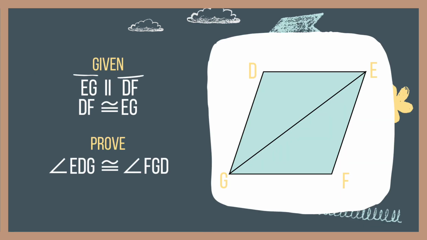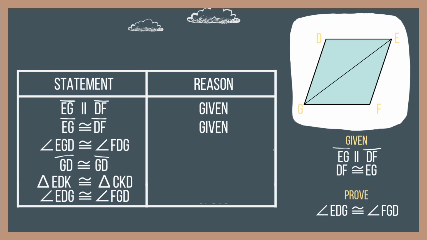Example number 4. Given the parallelogram where line segment EG is parallel to line segment DF and line segment DF is congruent to line segment EG. Let's prove that angle EDG is congruent to angle FGD. For the statements, line segment EG is parallel to line segment DF and line segment EG is congruent to line segment DF. The reason is they are the given.